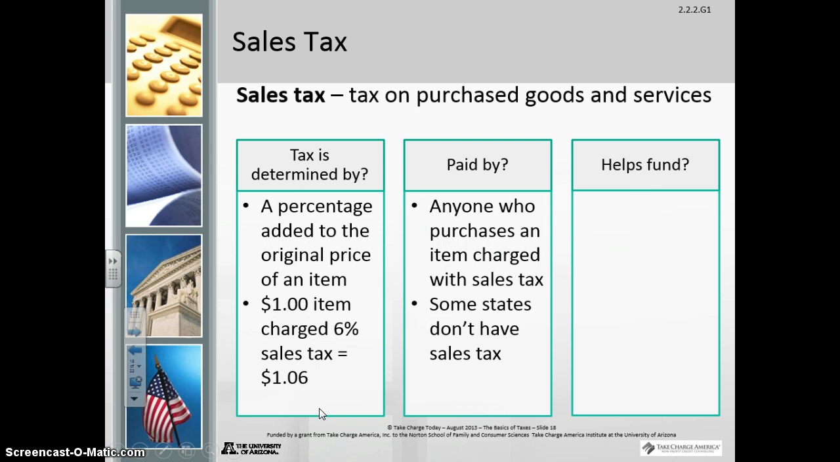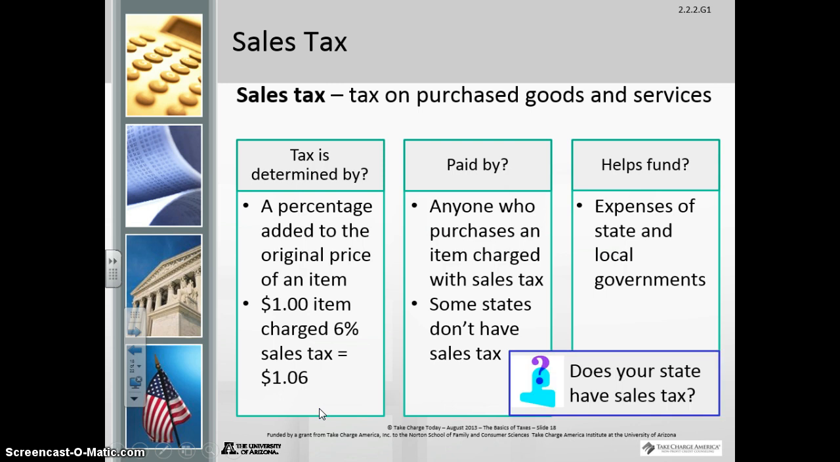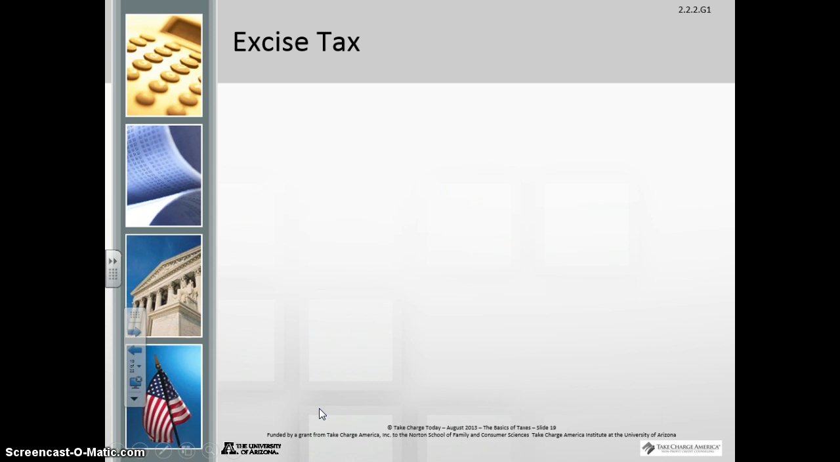Some states don't have sales tax. Does our state? I think you know that. What's our percentage in North Carolina, our sales tax? Or actually, it's by county, so what is Pitt County's tax rate? Did you say 7%? If you didn't, again, that's something that we need to know. It helps fund expenses of state and local governments. And of course, I just asked you, does your state have sales tax?